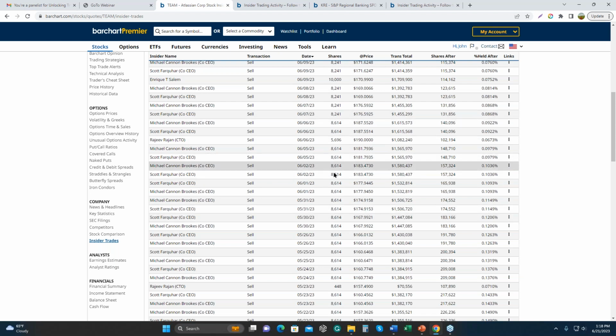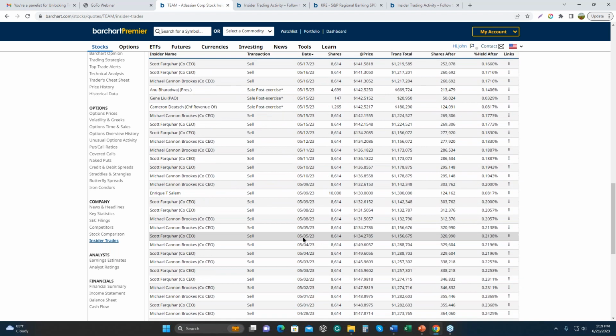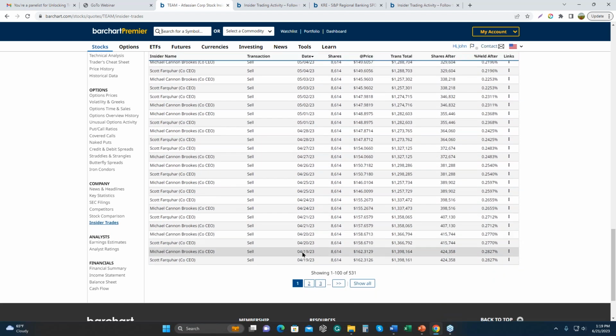And you can see that there are really two main players here. Both of them are the CEOs, looks like co-CEOs, Mr. Brooks and Mr. Farquhar. And what do we see is that they're literally selling every day since, well, we can go all the way back to April, that minimum amount of shares. So what is this telling us?